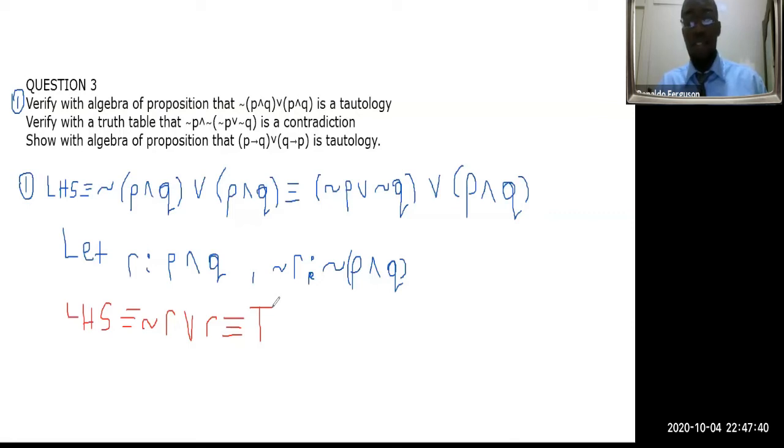All right, so we just looked at that law from the table of laws of the algebra of propositions. So that's the first one. The second one says verify with a truth table that not P and the negation of not P or Q is a contradiction. So let's verify this one with a truth table. I'm going to try and fit it down here, instead of going to a new sheet, since the question is right here.